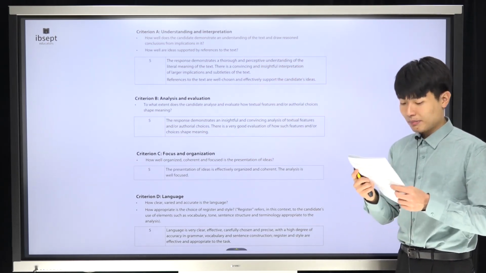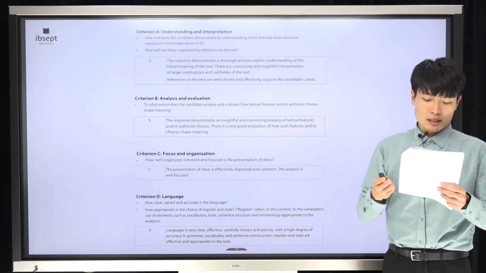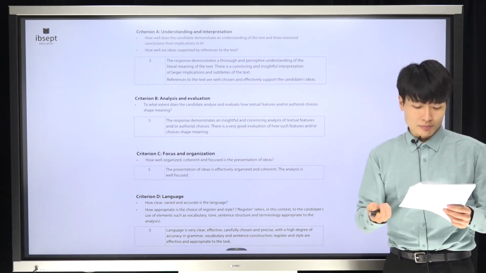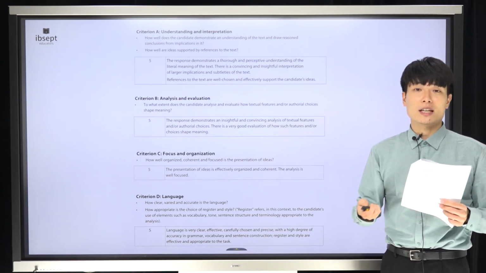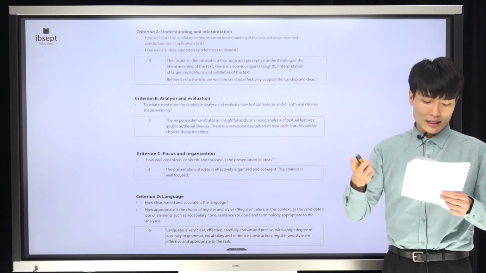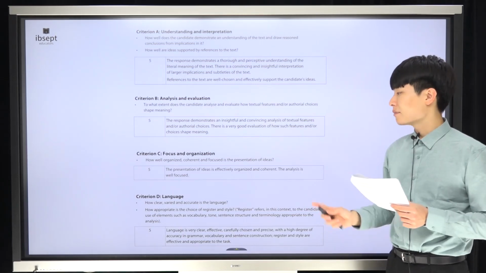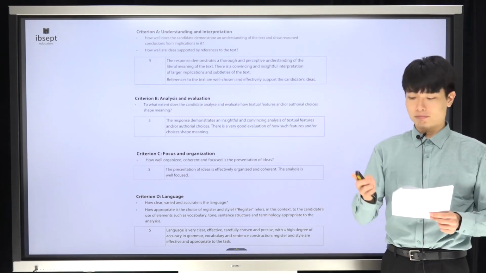Criterion D is a measure of linguistic proficiency. This means that your grammar is highly accurate, your vocabulary is varied and sophisticated, your tone and register formal and appropriate, and that your sentences vary in length and complexity, showing your mastery of the English language.